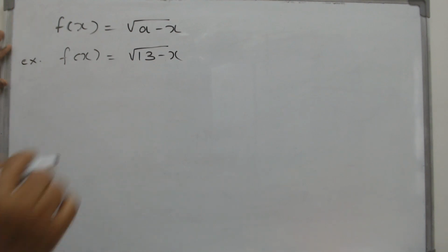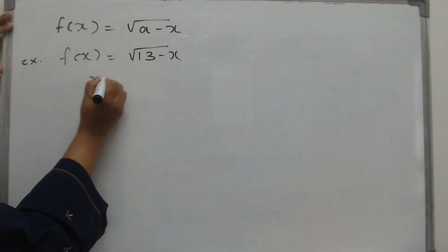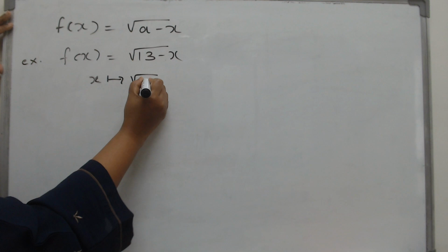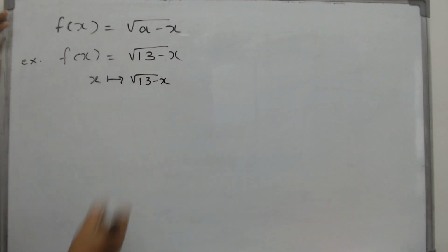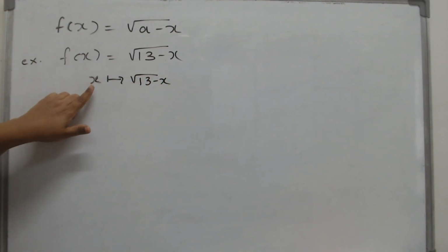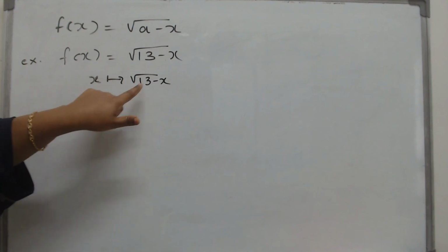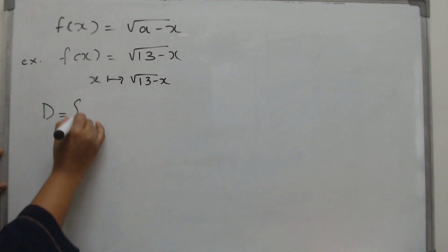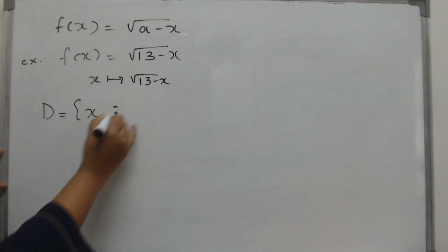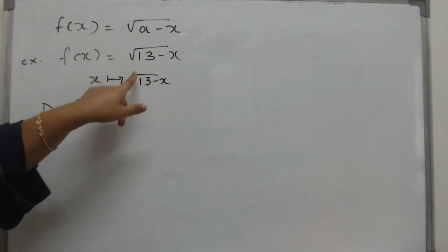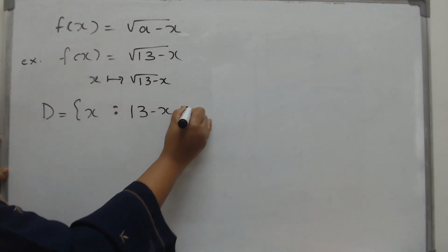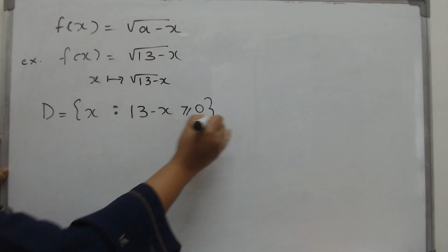We have a function which takes every x and maps it to square root of, here I have taken a to be 13. You can take any number in its place. We have taken a function which maps x to square root of 13 minus x. What is the domain? It is the collection of all the x for which this radicand is what? It is non-negative. That means it is greater than or equal to 0.